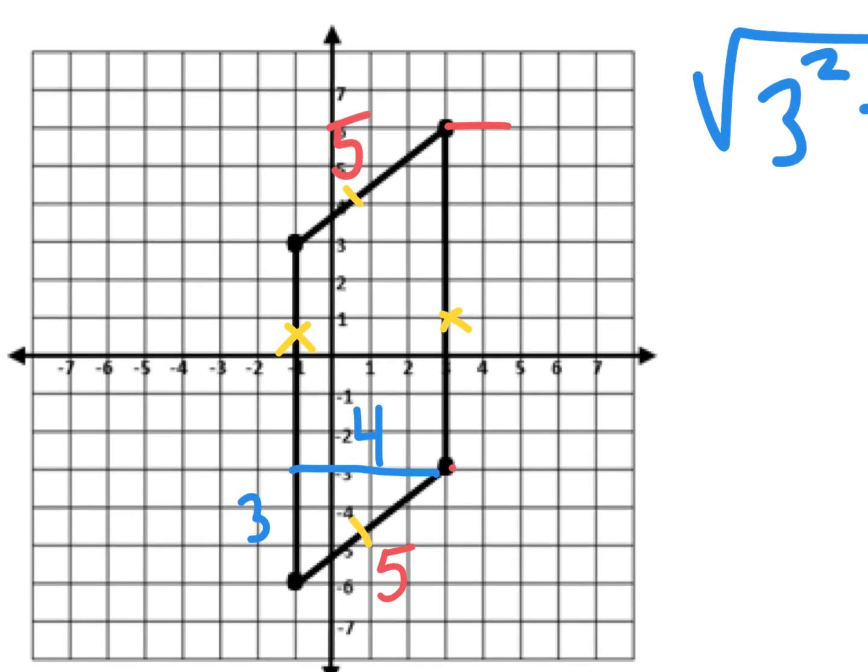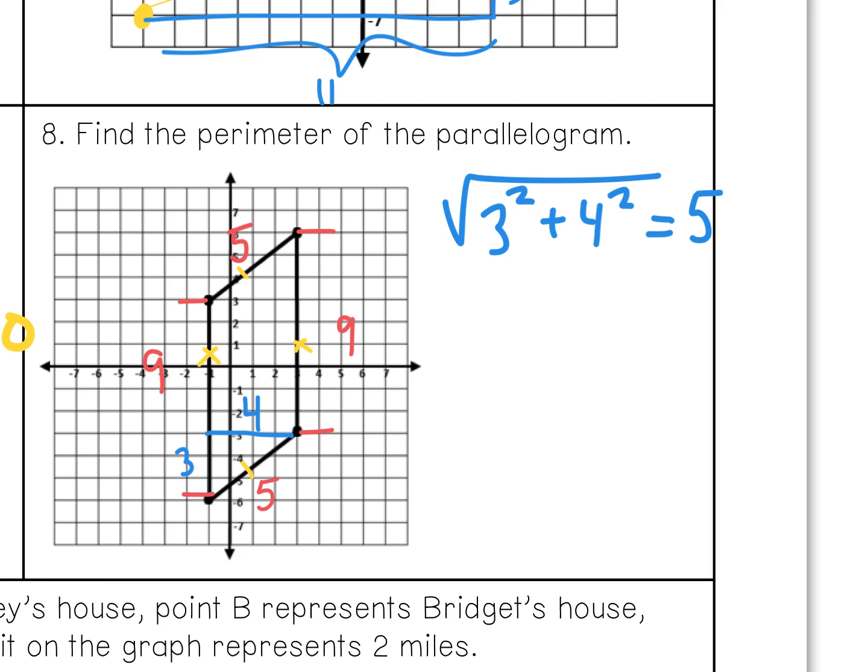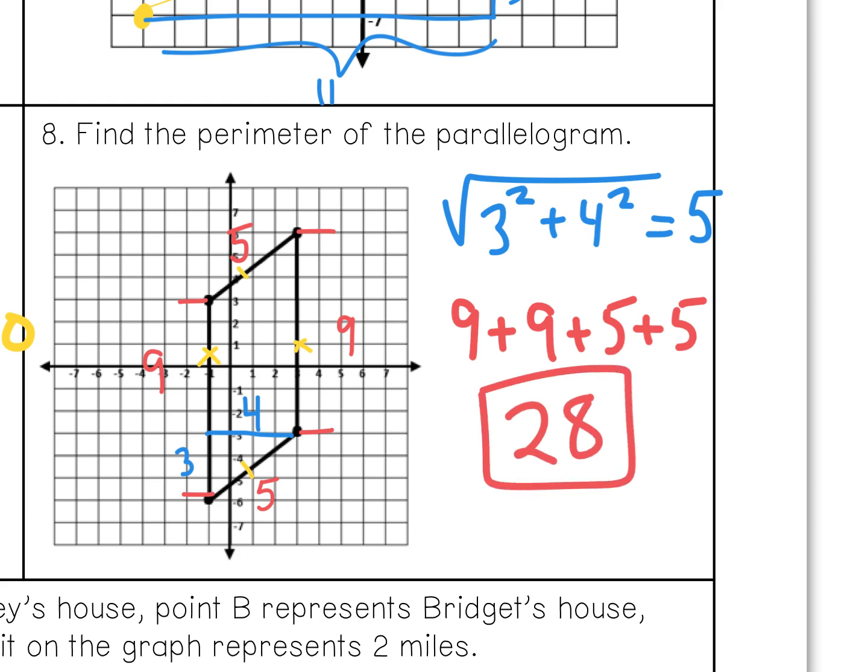Okay, well, how long are the two sides? 9. Okay, 9 and 9. So perimeter means add them all up. 5 plus 5 plus 9 plus 9 is 28. That's what I said. 9 plus 9 plus 5 plus 5 is 28.